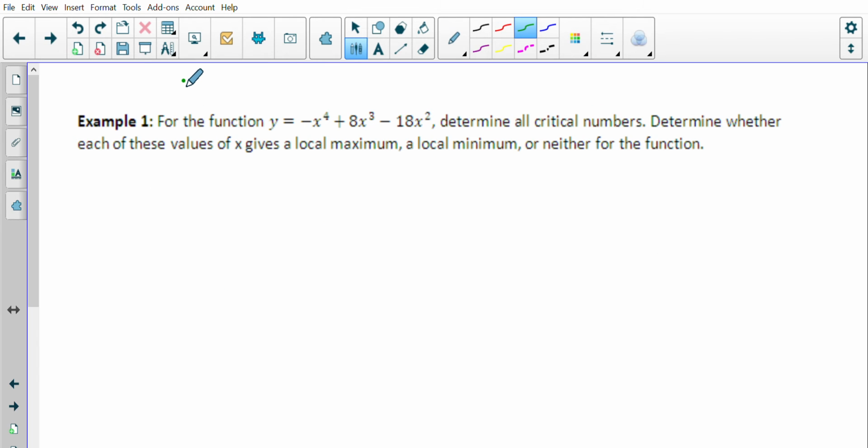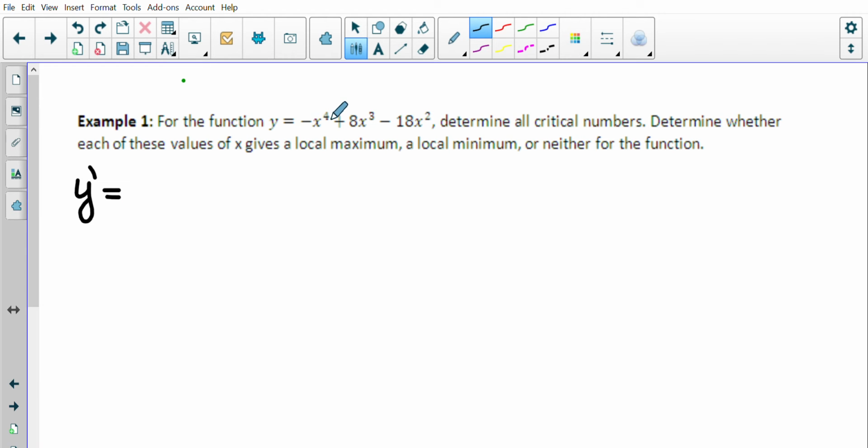All right, now, example 1. For the function y equals negative x to the fourth plus 8x cubed minus 18x squared, determine all critical numbers and determine whether each of these values of x gives a local max, a local min, or neither for the function. All right, so again, the first thing I want to do is find the derivative because we need our critical numbers, and we're going to have to find our derivative and set it equal to 0.